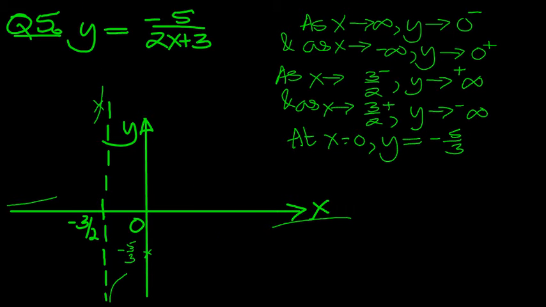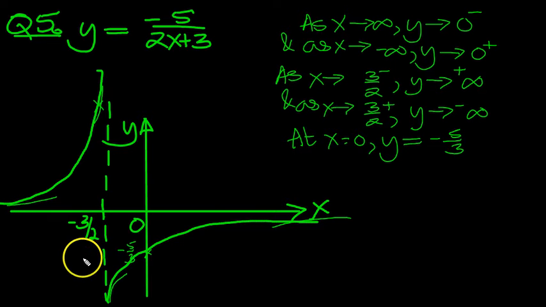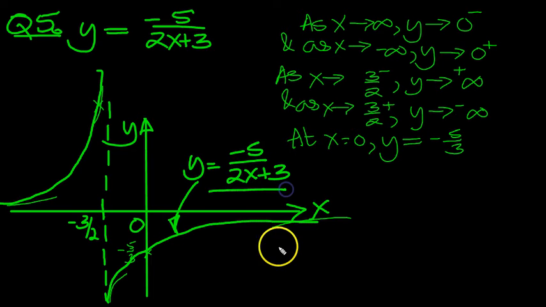So let's try and sketch it now then. Let's get a thicker pen, and I'm going to try and sketch it as best I can with the digital pen. So it comes along here, goes through minus 5 over 3 and shoots down here, and it's going to come from down here and shoot around and go along that asymptote there. And this is the curve y equals minus 5 over 2x plus 3.